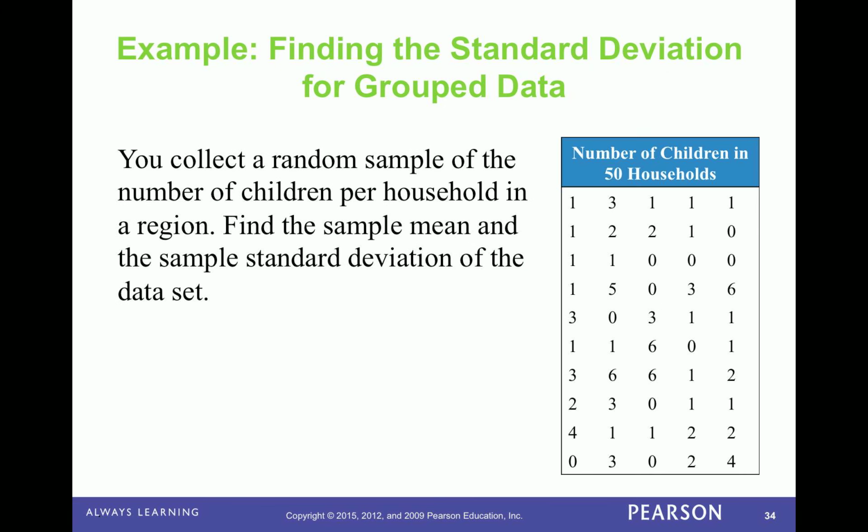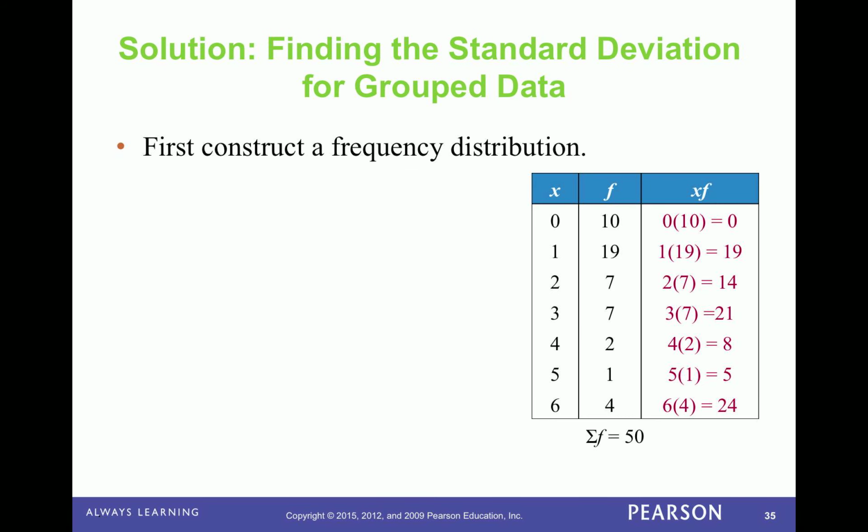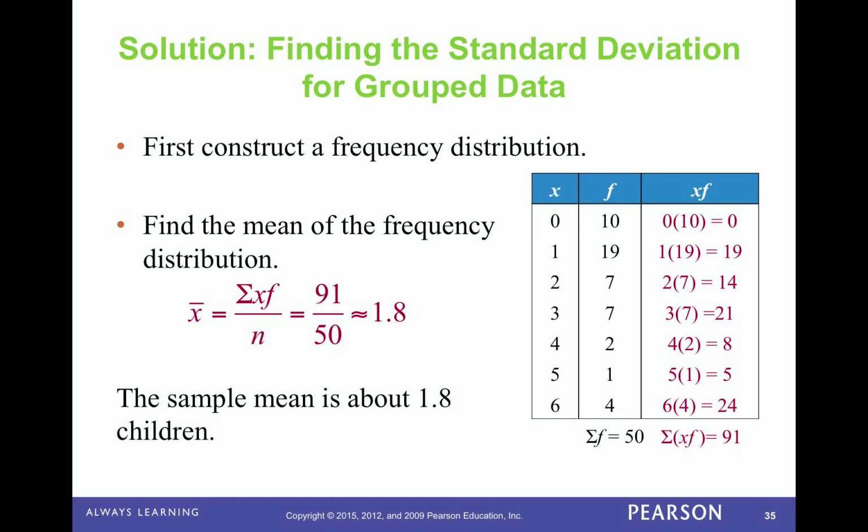All right, so we have data on children per household in a region. We're going to find the sample mean and the sample standard deviation of the data set. So construct a frequency distribution. Here is 0 times 10, 0. 1 times 19, 19. 2 times 7, and so on. Total number of data points is 50. The mean of a frequency distribution is the sum of x times f divided by n, the sample size. So it's 91 divided by 50, which is 1.8. The sample mean is 1.8 children.